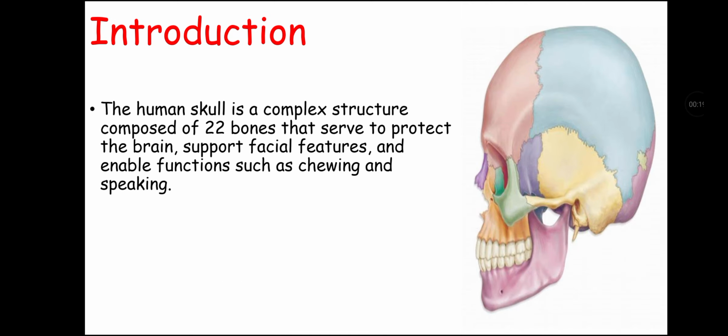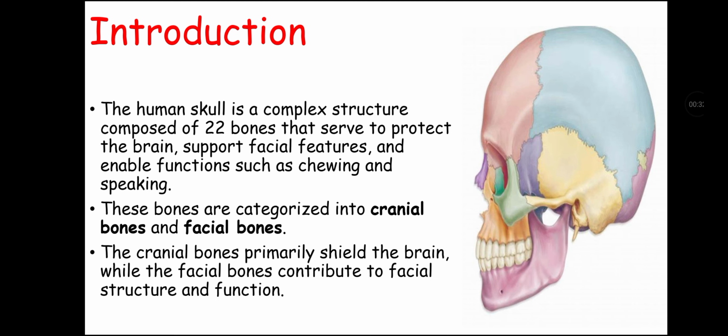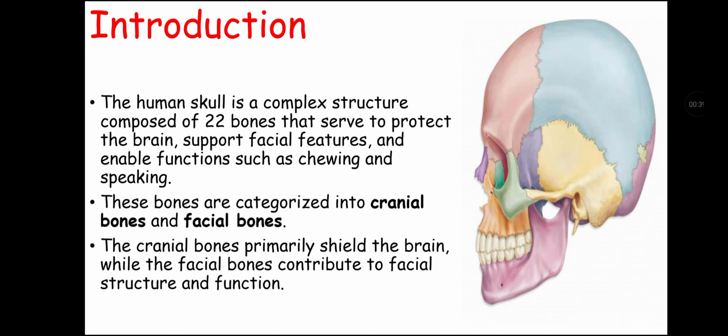The human skull is a complex structure that is composed of 22 bones that serve to protect the brain, support facial features and enable functions such as chewing and speaking. These bones are categorized into cranial bones and facial bones. The cranial bones primarily shield the brain, while the facial bones contribute to the facial structure and function.